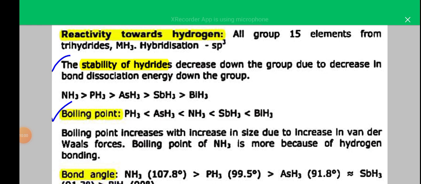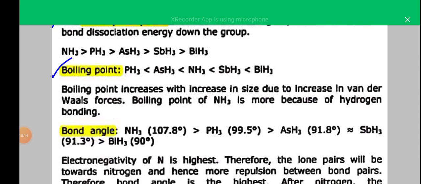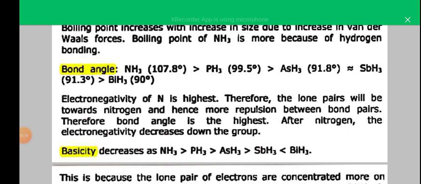So the boiling point order is: PH3 less than AsH3 less than NH3 less than SbH3 less than BiH3. So you have to remember the boiling point order.